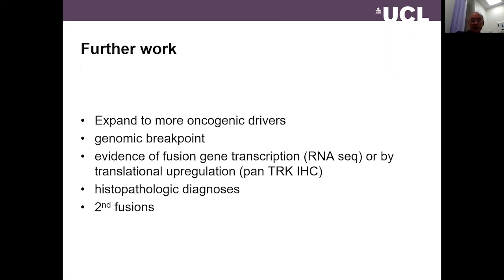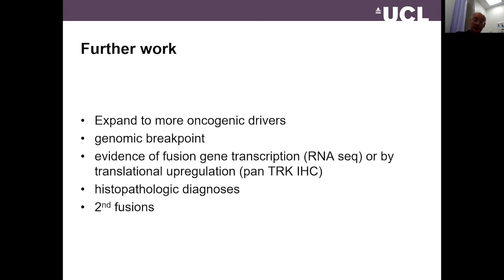We need more evidence of the transcription of these abnormalities using RNA-seq. That would be really useful. We haven't done anything to see what these things look like under the microscope. I mean, that's how we've been doing it since the beginning of time. And the relationship to the morphological appearances of these things, it's a nice project.